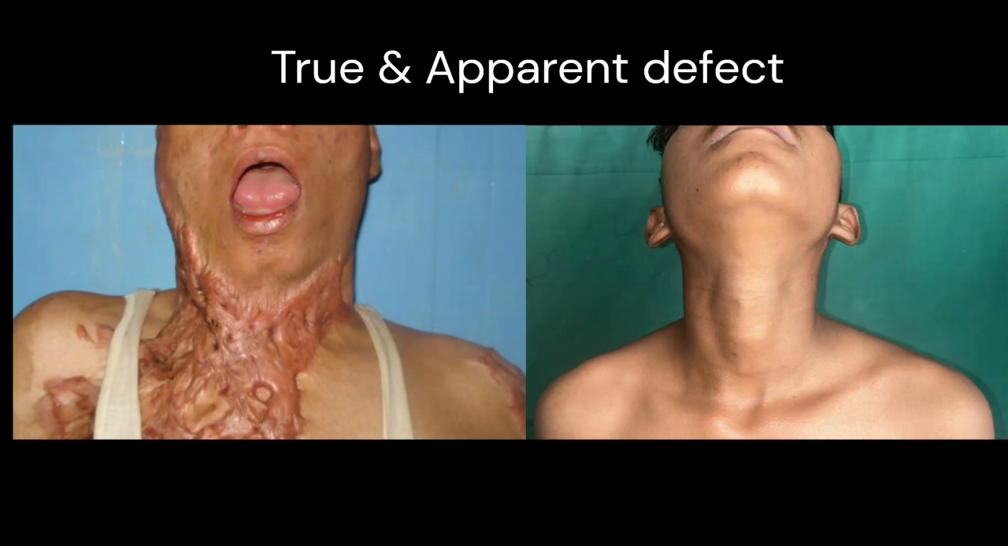And true defect is when we plan either our incision or excision, and when the actual defect is going to be created after we excise the contracture. In this particular case, that defect would be the true defect. Now we will begin with the steps of marking the true and apparent defect.